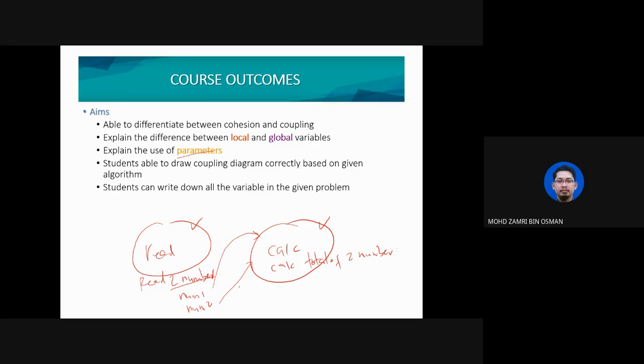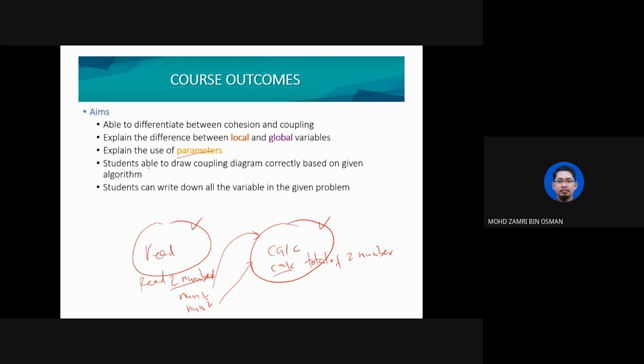For what purpose? The calculate module doesn't read the data. The calculate module is specific to calculate only, without entering the data of two numbers, but the read module is specific to read the two numbers. So right now number one and number two here we call parameters. Further explanation I will give you later in the next slide.